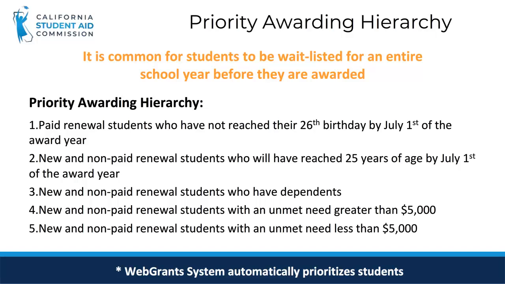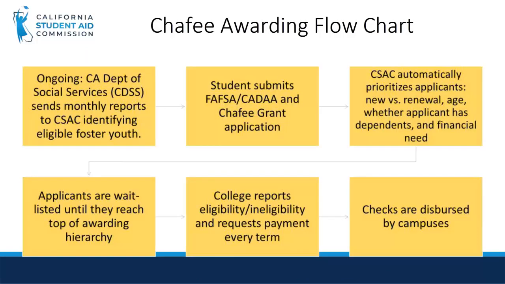As college financial aid personnel report students who are ineligible because they are not in attendance, not attending at least half time, or not making satisfactory academic progress, those awards will be withdrawn from ineligible students and recycled and reawarded to waitlisted students. It is common for students to be waitlisted for an entire school year before they are awarded. It may be helpful to see the awarding hierarchy in a flowchart format.